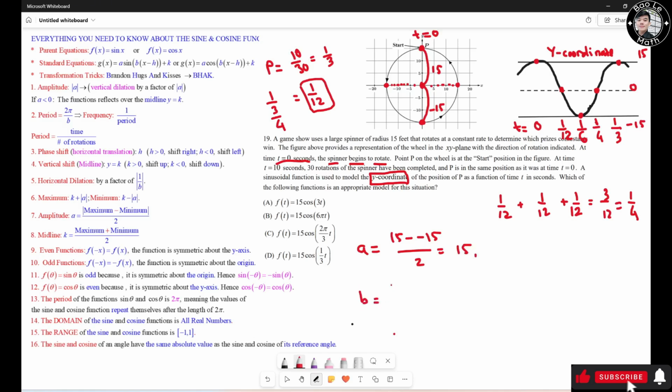b equals 2 pi over the period. The period is 1/3, right? So then you're going to multiply the top and bottom by 3. So you're going to simplify this one. The answer is 6 pi, right? So we need to eliminate A and C and D. The answer obviously is B, right?